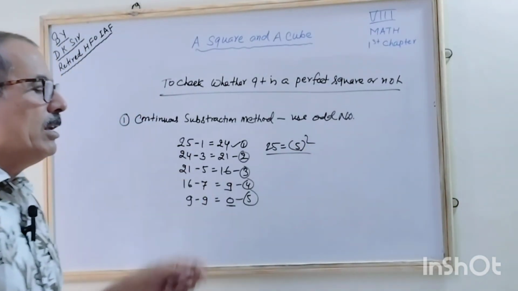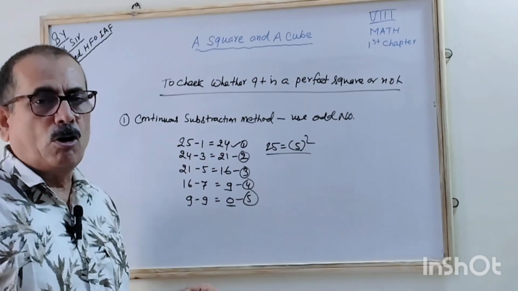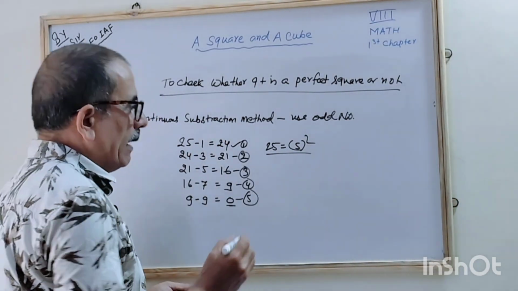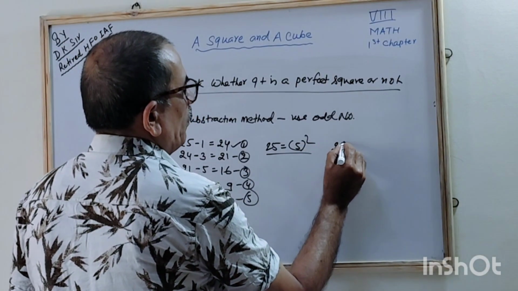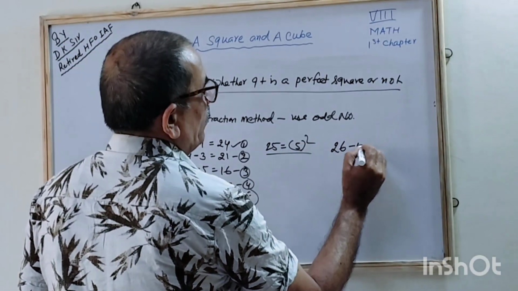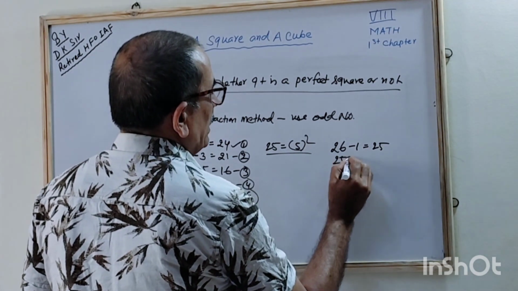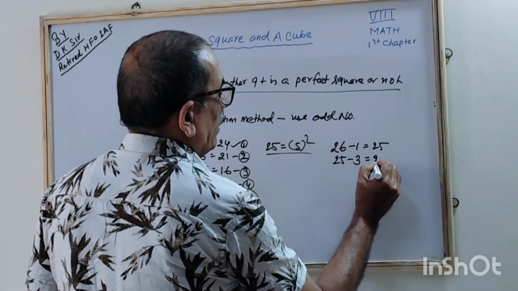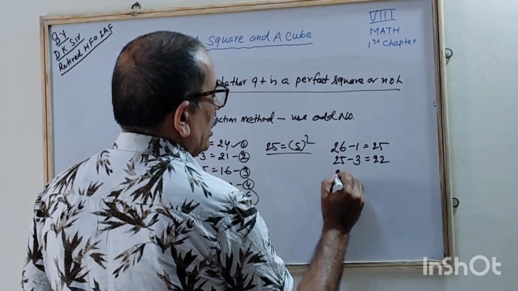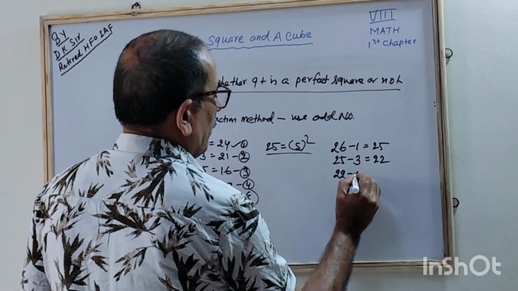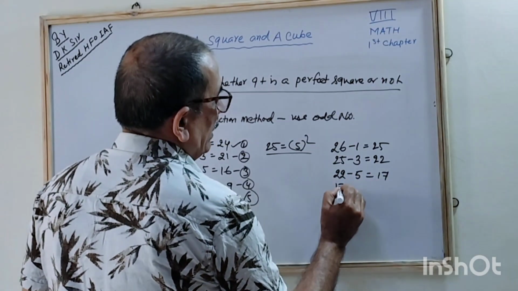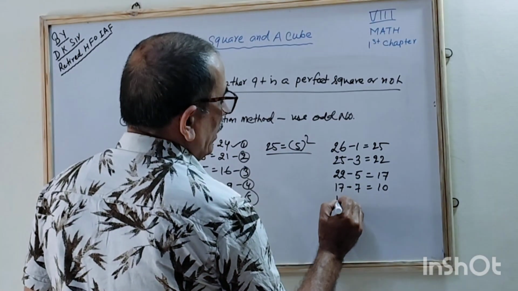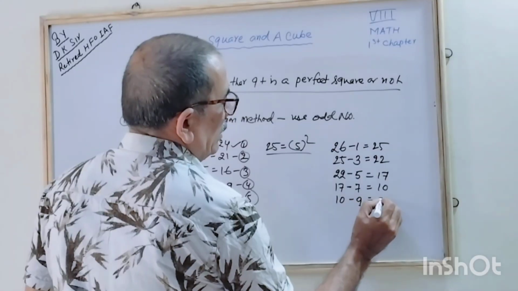So this is the way you can find out whether a number is a perfect square or not. Suppose a number is there, for example 26. If you subtract 1, it becomes 25. Then 25 is subtracted with the second odd number, 3, and it becomes 22. When you reduce 22 minus 5, you get 17. Next, subtracting the next odd number, 7, you get 10, and when you reduce 10 by the next odd number, 9, you get 1.